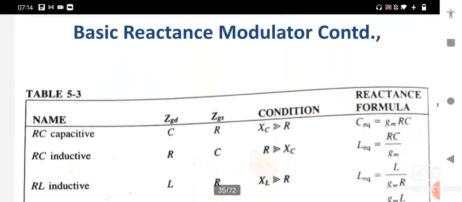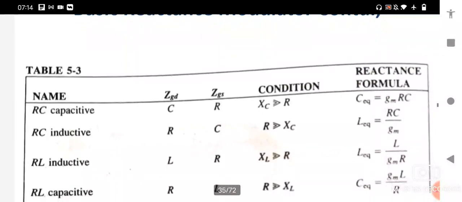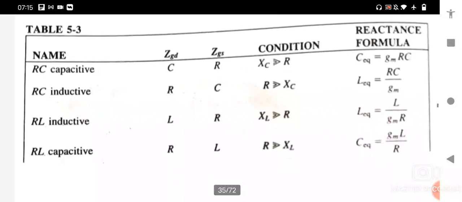What are the parameter comparisons? We show them in table format. Observe this table. The names are RC capacitive, RC inductive, RL inductive, and RL capacitive. Then the impedances, gate to drain and gate to source, the conditions, and the reactance formulas.